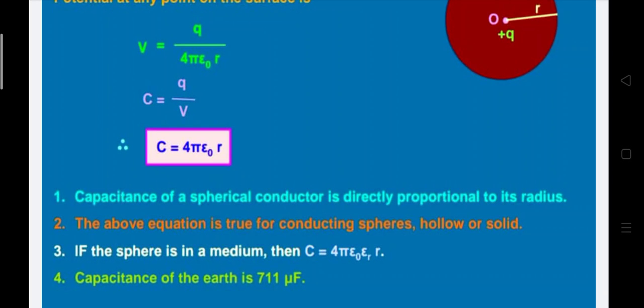Since Earth is a huge sphere, the capacitance of the Earth is 711 microfarad. That is why I have told you, when you are talking about the radius of the Earth, it is approximately 6400 kilometer. Even then the capacitance of the Earth is only in microfarad. So 1 farad is a very big unit. That is why we are always using nano, pico or microfarad for a capacitor.